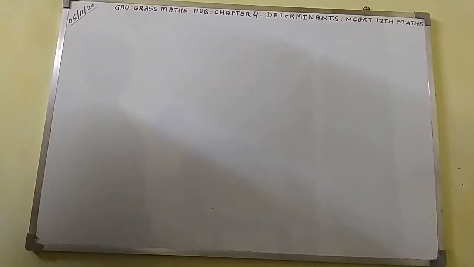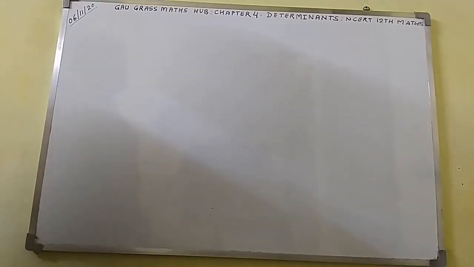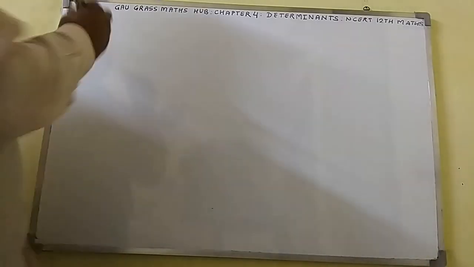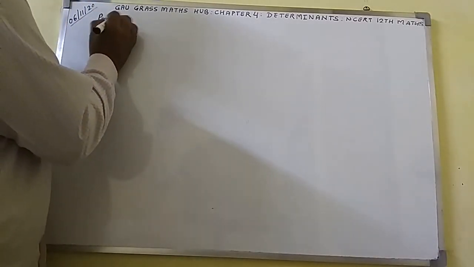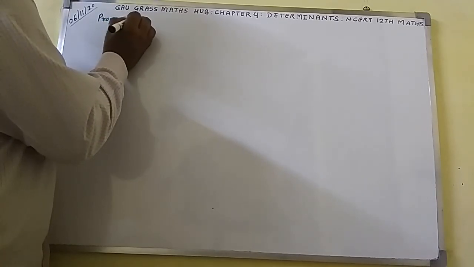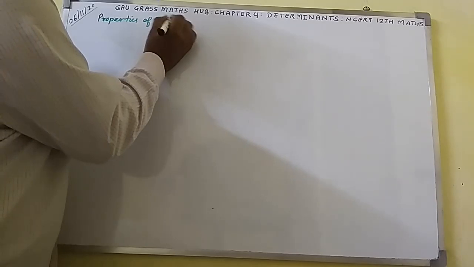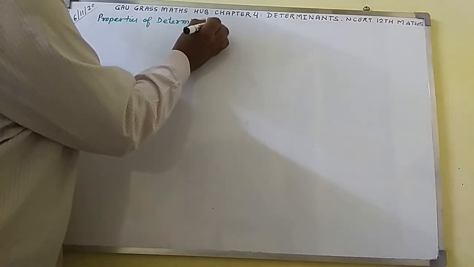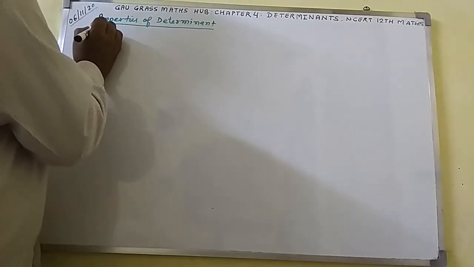I am going to discuss some properties related to determinants, that is chapter 4 of NCERT 12 mathematics. Here I am going to explain some properties. Here I shall write properties of determinant. Property number 1.